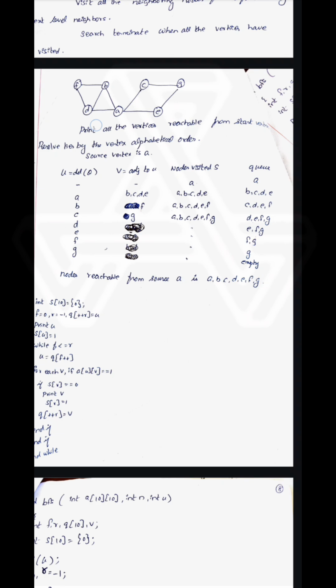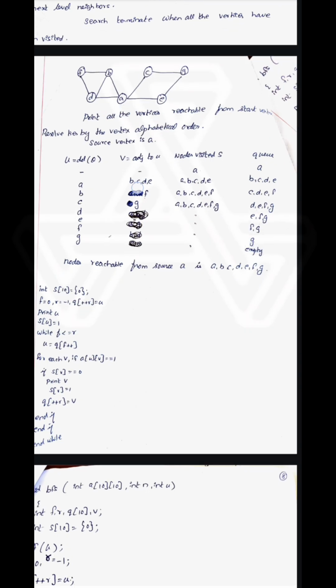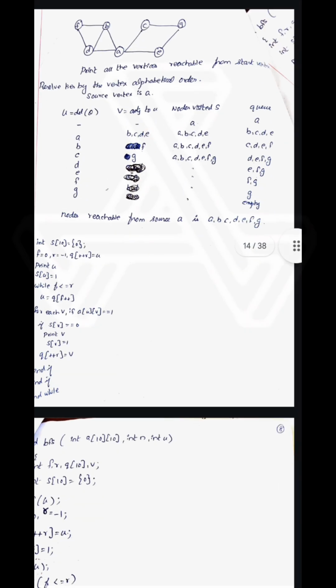Then we use B, C, D, E. Pop B from the Q; B's adjacent node is F. Add it to the Q. Then C is popped; C's adjacent is G. Then D, E, F, G. Nodes reachable from source A are A, B, C, D, E, F, G.